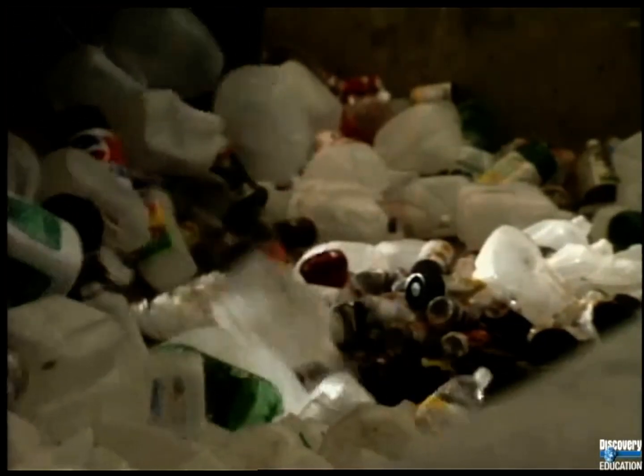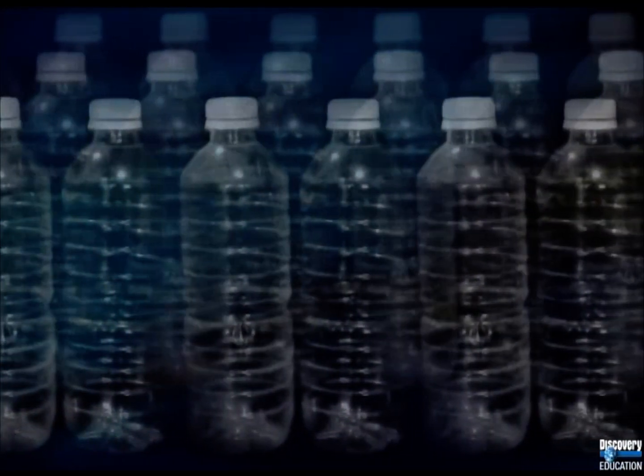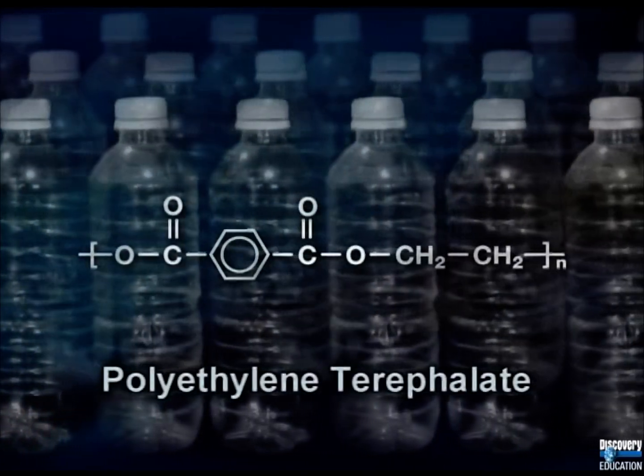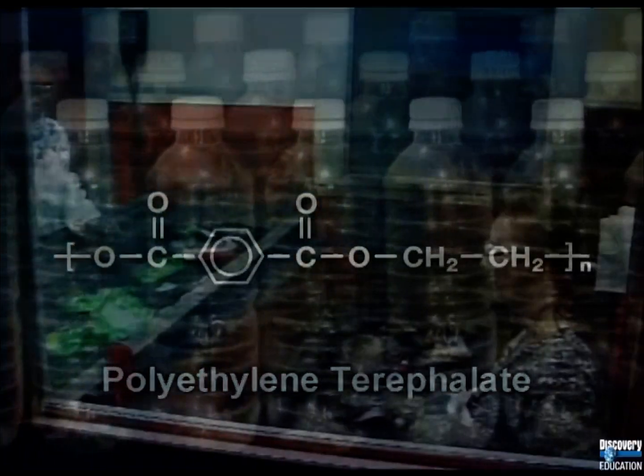But many of these containers don't have to be trash. Bottles made of a plastic called polyethylene terephthalate, or PET, are a type of synthetic polymer of a class called polyesters. These bottles can be recycled to become backpacks, blankets, t-shirts, or even fleece pullovers. The recycling process involves breaking down PET into its monomer units and using those units to make new polymers.